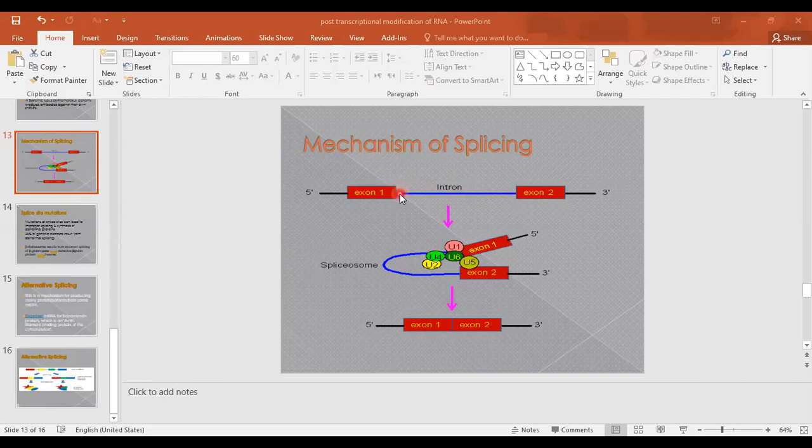What about if there is any mutation at the 5' end of the intron or at the exon intron junction, if there is any mutation here, or if there is any mutation in the intron itself, there will be disease, there will be failure of proper splicing, and there will be some genetic disorders. Some genetic diseases take place because of this mutation at the exon intron junction.